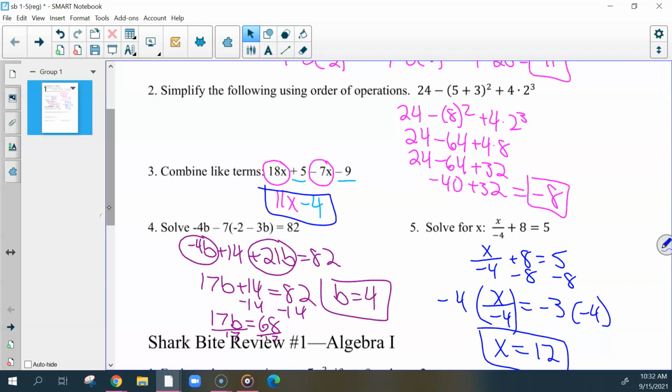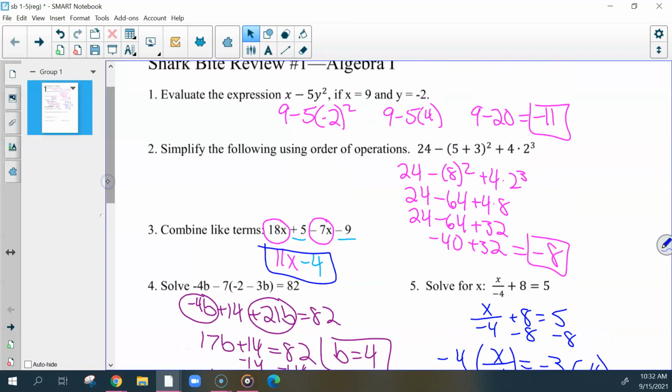So, going back to number 1, when we put both of those numbers in, if you're using your calculator, make sure you use parentheses and put the exponent outside of the parentheses. If you put them inside the parentheses, you get a negative instead of a positive, so you end up with a different answer. So the negative 2 squared gave us positive 4. When we multiply those together, we get negative 20. 9 minus 20 is negative 11.